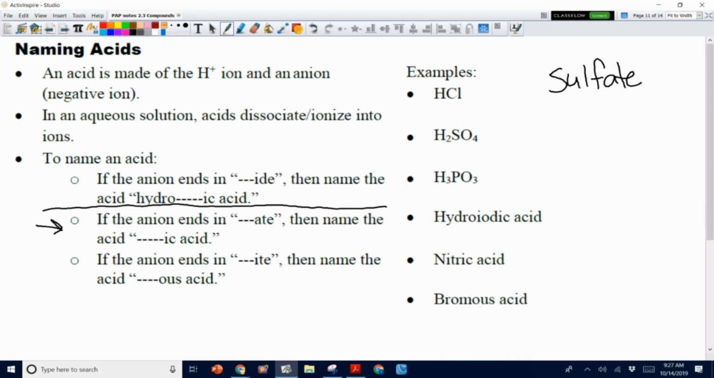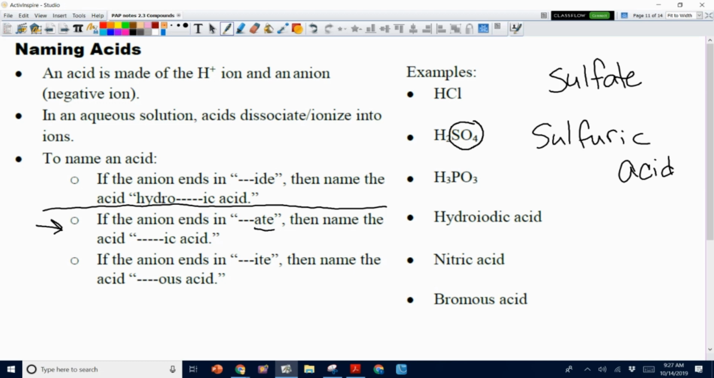So if the polyatomic ion ends in ate, change it to ic. So this is going to be sulfate, sulfuric acid. Okay, we don't use hydro on this one. So the name of the acid is just going to come from the polyatomic ion name.